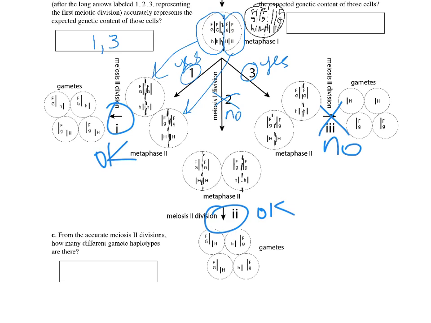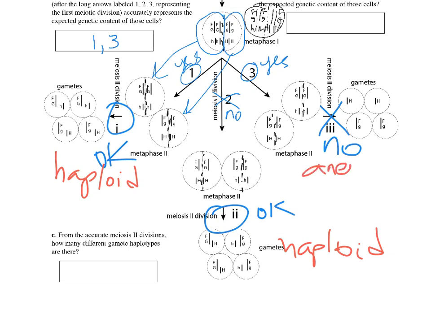How many copies of every gene or chromosome should every gamete have? 1. A diploid organism produces gametes that have half as many chromosomes. Diploids make haploid gametes. So those sets in 1 and 2 are haploid. They have 1 copy of every chromosome, and they're aneuploid. They're missing some chromosomes in the pathway on the right.